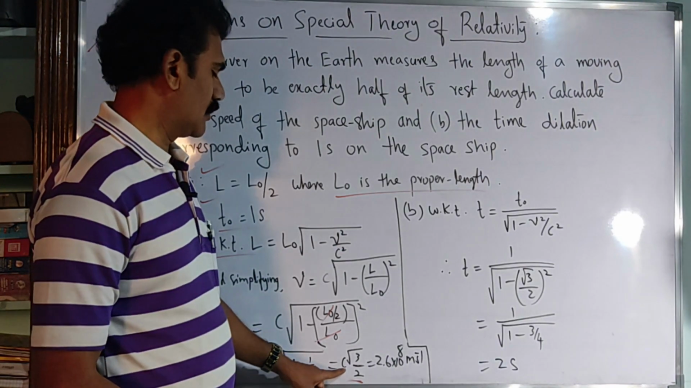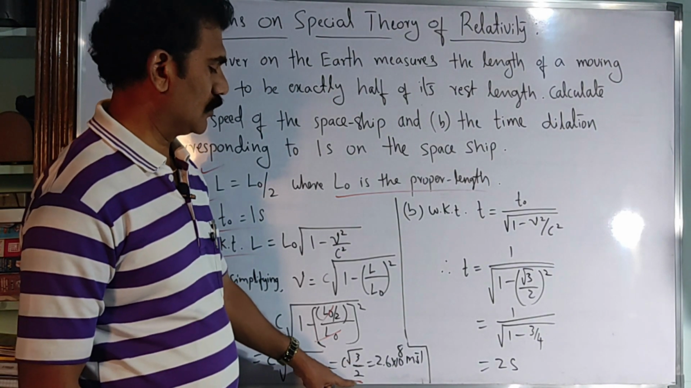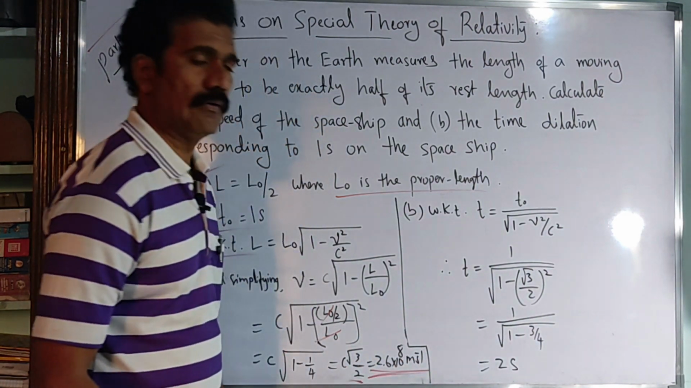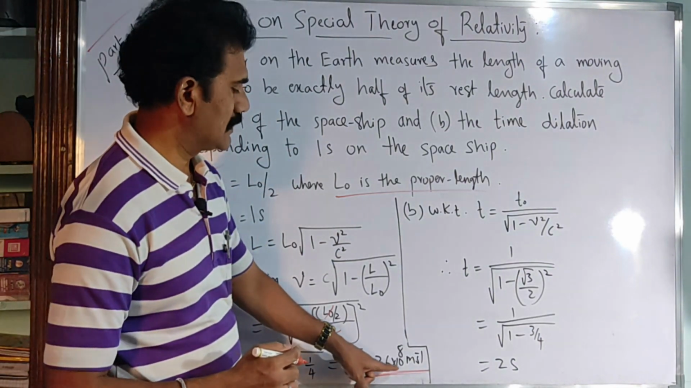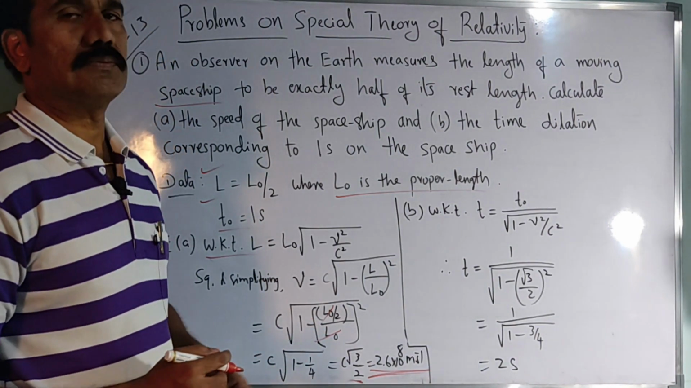The velocity of light C is equal to 3 into 10 to the power of 8 meter per second. Multiplied by root 3 by 2, it will give you the answer 2.6 into 10 to the power of 8. It is not equal to 3 now; it is just less than the velocity of light. So 2.6 into 10 to the power of 8 meter per second will be the velocity of the spaceship.